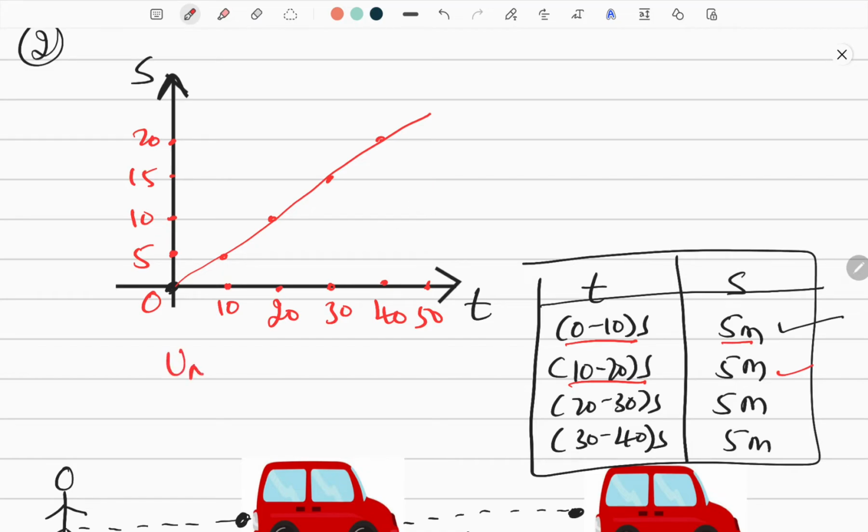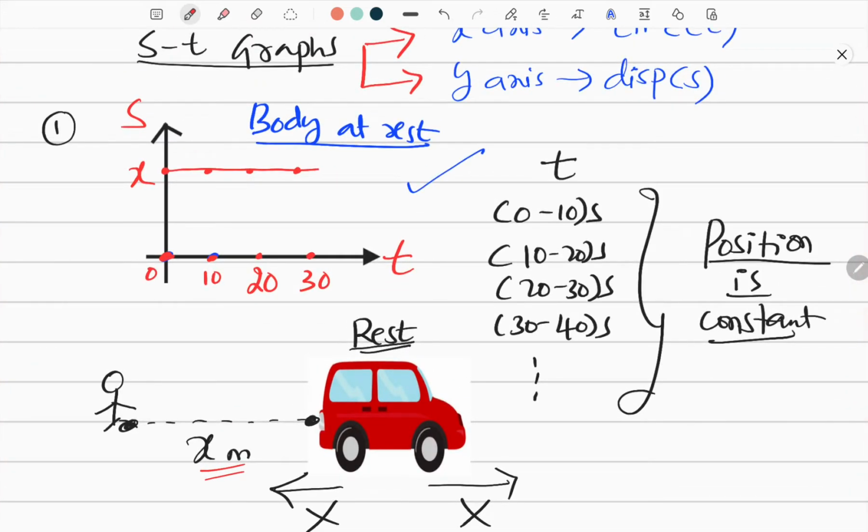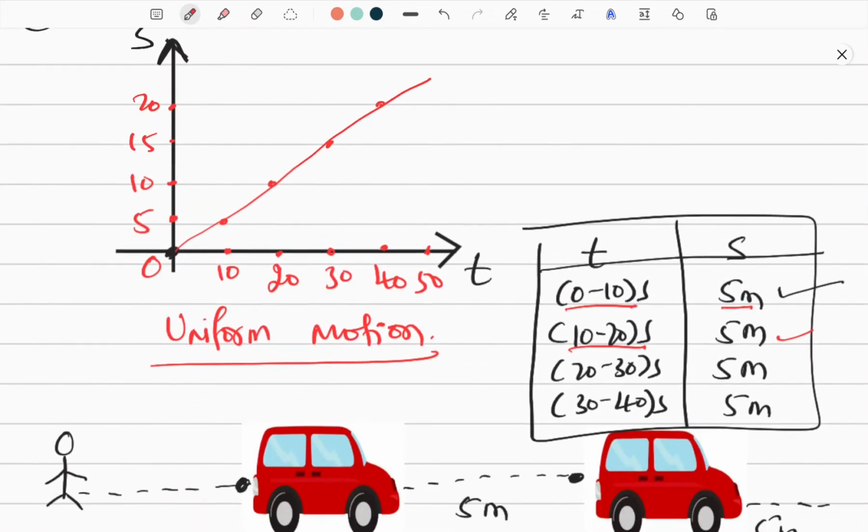This is the graph for uniform motion. All right, so this is the graph for uniform motion. I hope it is clear. So this was the graph at rest, and this is the graph at uniform motion.